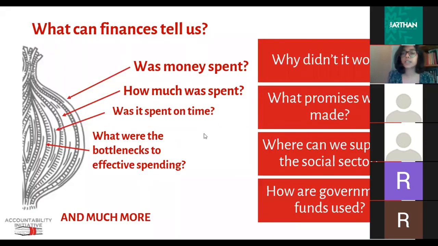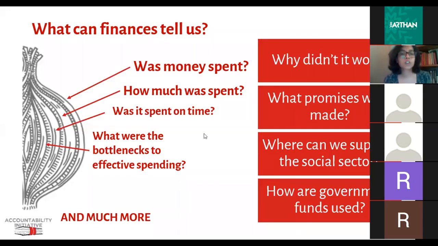Then we want you to see the processes behind that number. Did the money come in late? Why was it spent? Why was less money spent? Was it spent on people's needs? And if not, how come the plans that were made for spending the money were not made properly?